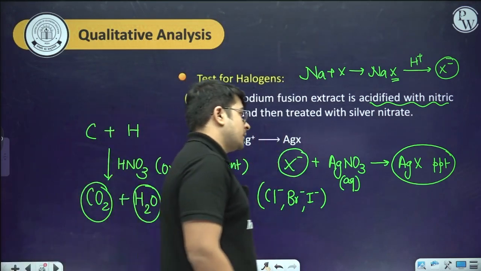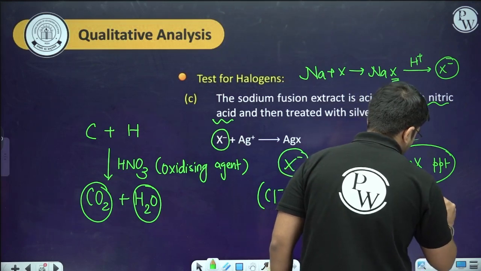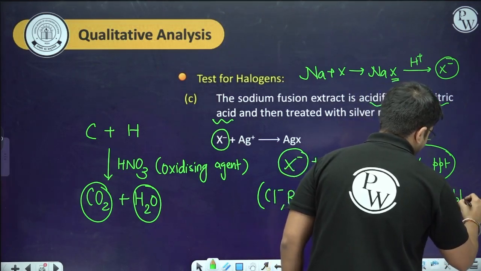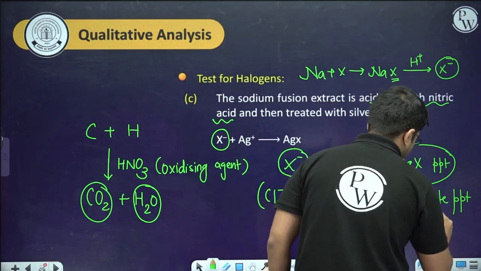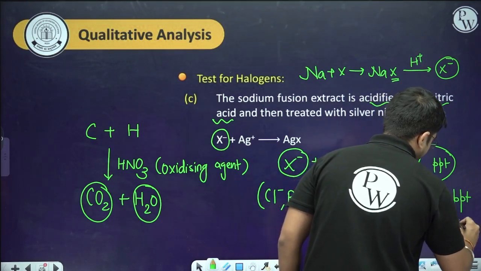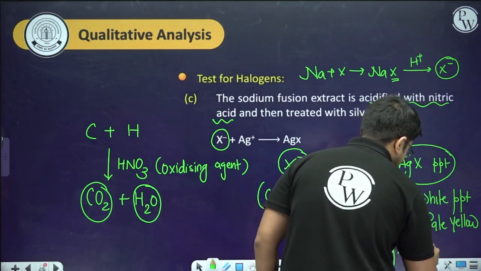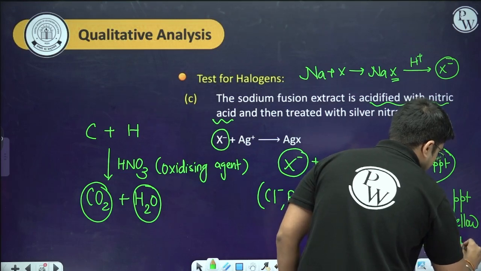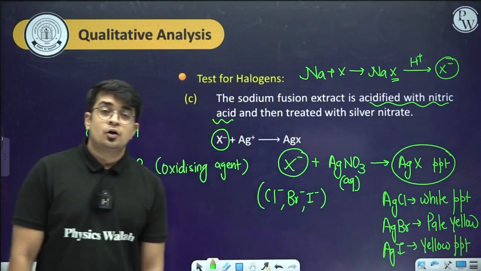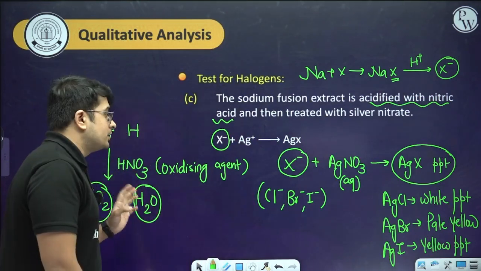So what happens in this particular case? If you have AgCl, it is actually a white colored precipitate. If you have AgBr, it's going to be a slightly pale yellow precipitate. And if you have AgI, it's going to be a yellow colored precipitate. So that you can easily differentiate which type of moiety is actually present in the organic compound. I hope this entire part is clear.